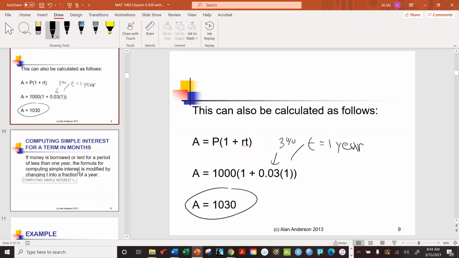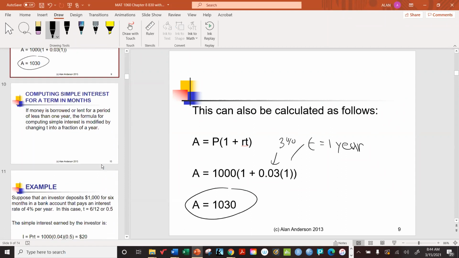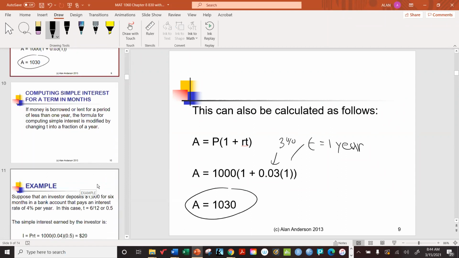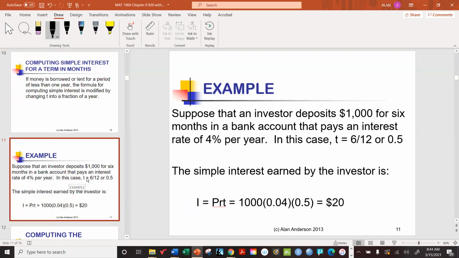Now, I do want to show you, we've already seen this, but it was a quick example where we had a time frame that was less than a year, just to see how that changes the way we calculate this. For example, what if we had a situation like this? An investor deposits $1,000 for 6 months.